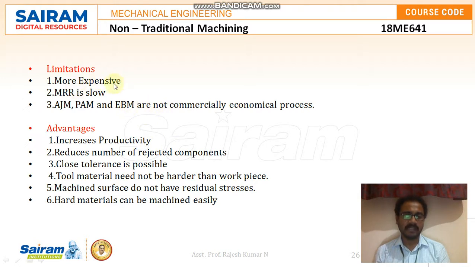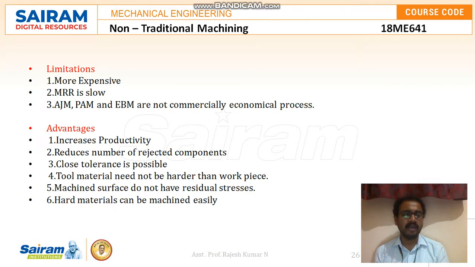So first, we will just quickly discuss the limitations, as they are very few. First one is more expensive. Undoubtedly, we cannot compare the price of these machining processes with any of the conventional machining processes, that is the machines. And the metal removal rate is very slow. The surface finish, and even the accuracy, the dimensions, shape, size, everything is fine. But comparatively, we will be getting a microscopic size of chip.